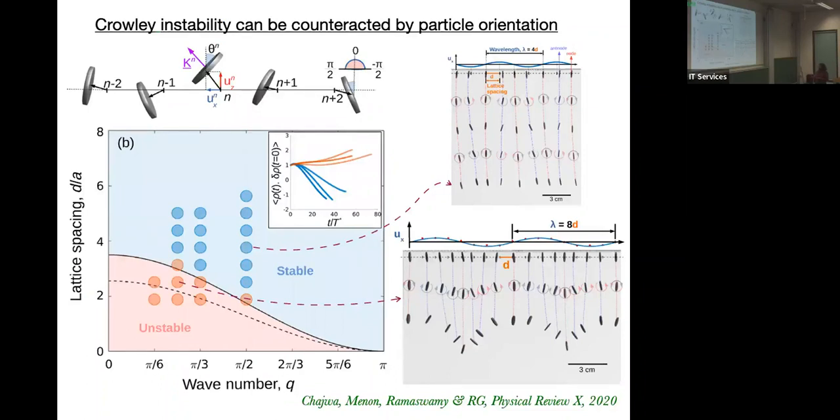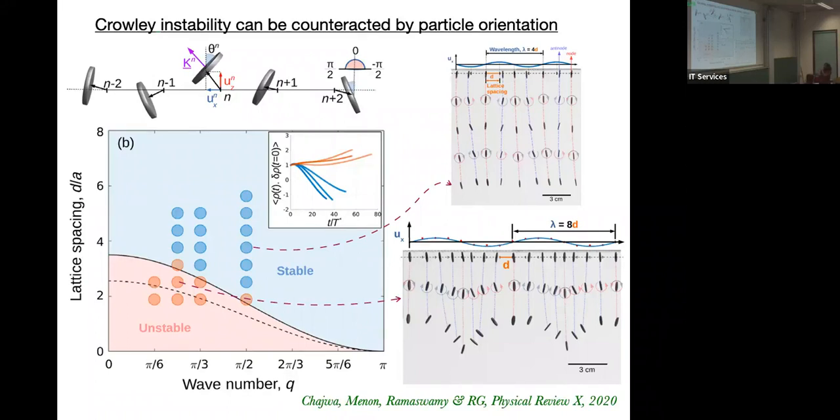So this is what it looks like. Here are the wave numbers and here are the lattice spacings. This blue color is the theory which shows the stable region, and this pink region is unstable by theory. So this is the theoretical line dividing the unstable and stable boundary. And these dots are all experiments. You can see a beautiful matching between theory and experiments in this case.